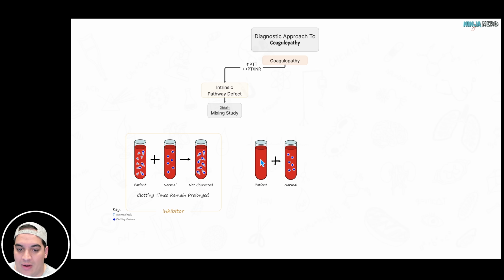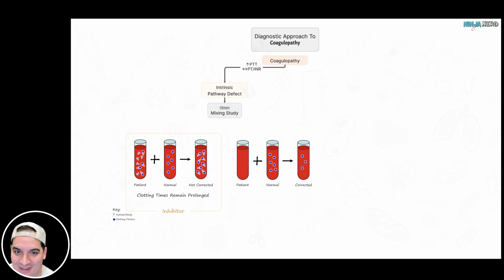This other PTT was prolonged because they have autoantibodies binding to the coagulation factor, factor VIII in this case. In this one, I have no autoantibodies. I just don't have enough of these proteins, and I give them normal amounts of these coagulation proteins. What will happen to their PTT? Will it improve? Absolutely it will, because now I have coagulation proteins that I can introduce to start helping them to clot. That will cause the PTT to start to decrease or normalize. That suggests a factor deficiency.